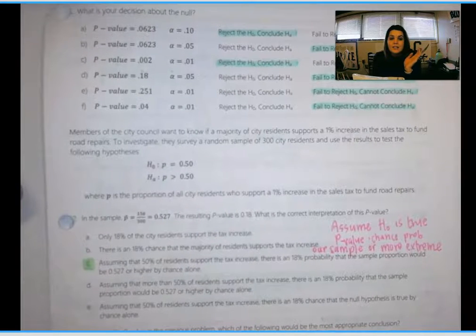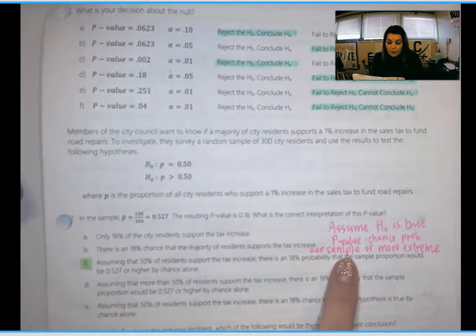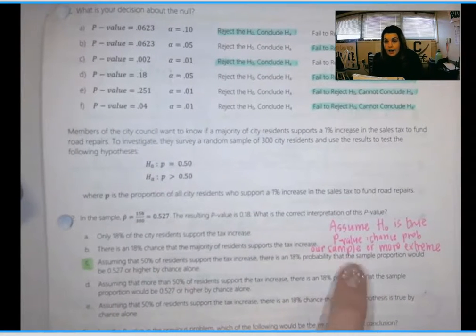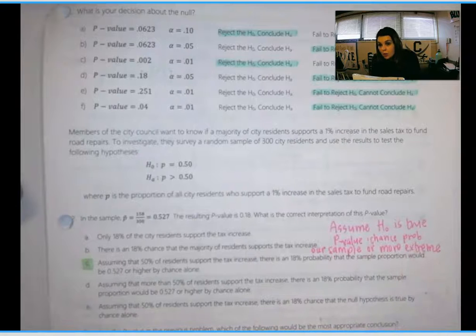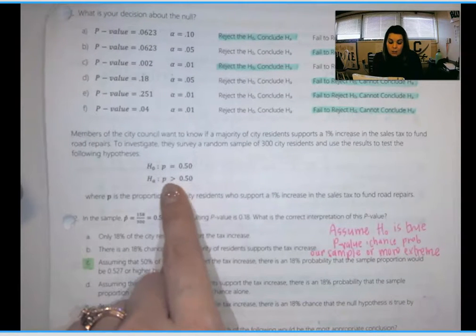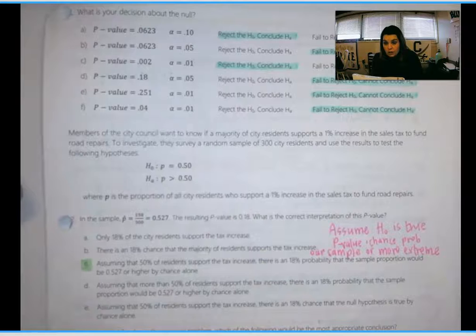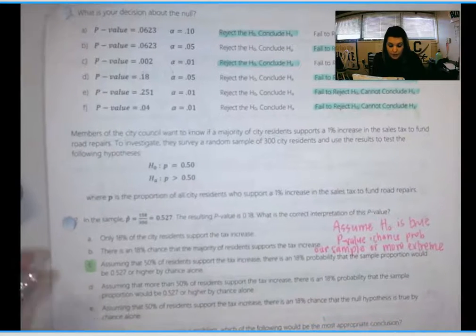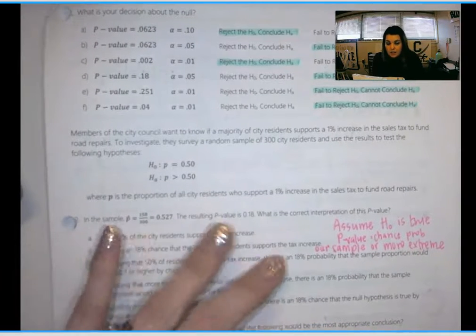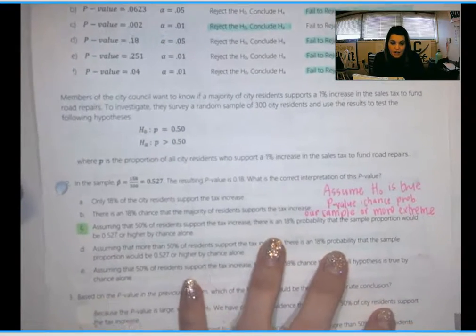So we're testing that it's greater than 50, which means it could be 51, 52, 53. We're not testing that it's a specific value. We're testing if it's a range of values. So when we look at the sample that we got, what we're really looking at is our sample value and more extreme. So in this case, it would be our sample value or bigger. So A and B are not an option because they don't say anything about the null being true.